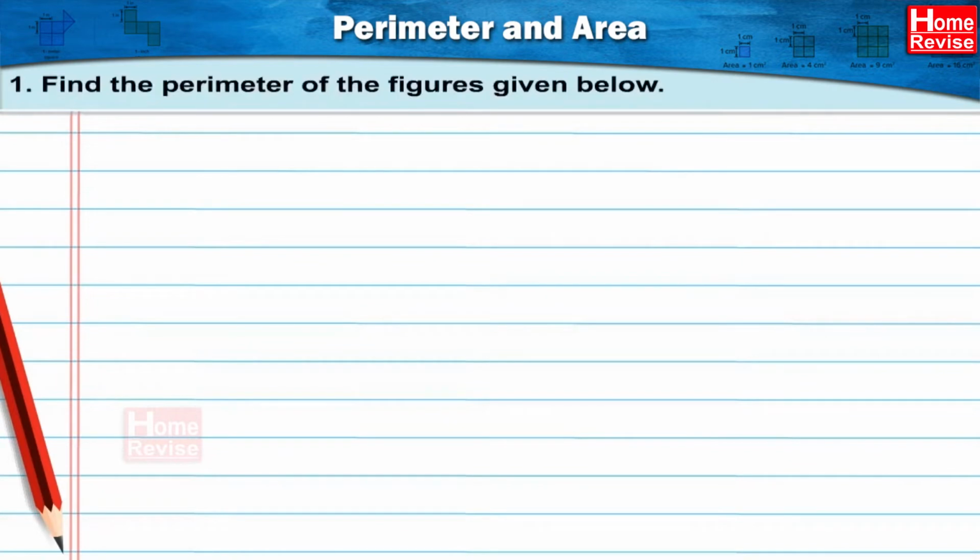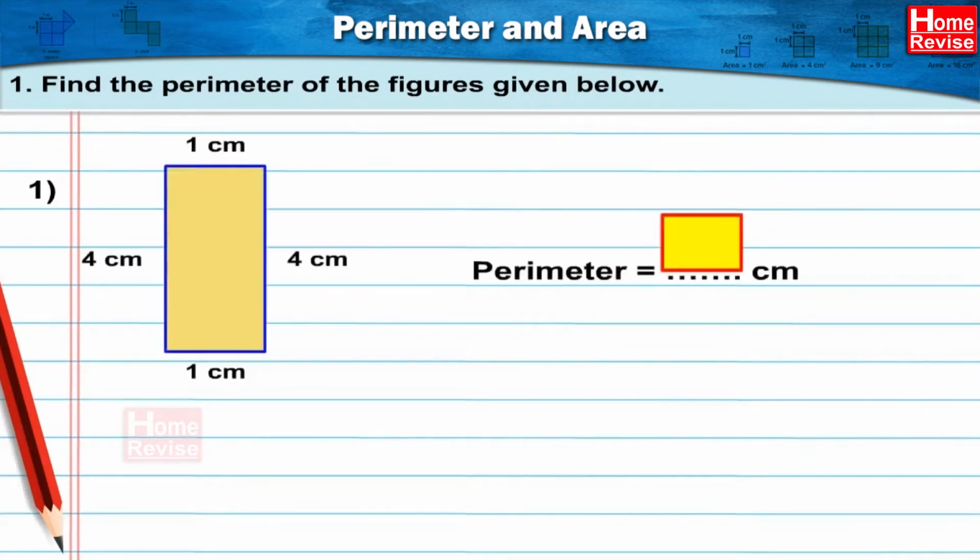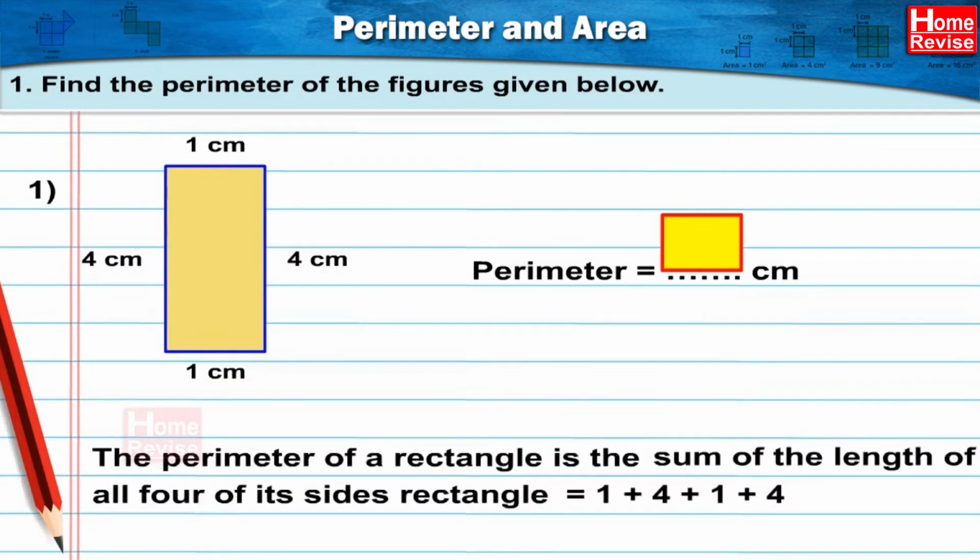Exercise number 1. Find the perimeter of the figures given below. Number 1. It is a rectangle. The rectangle has sides of 1 cm, 4 cm, 1 cm and 4 cm. Now the perimeter is equal to the sum of all the four sides of the rectangle. So it is 1 plus 4 plus 1 plus 4, which is equal to 10 cm. So perimeter is equal to 10 cm.